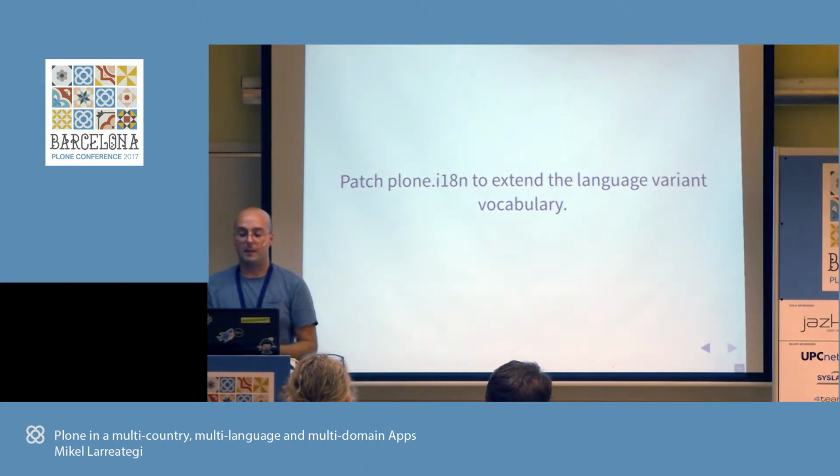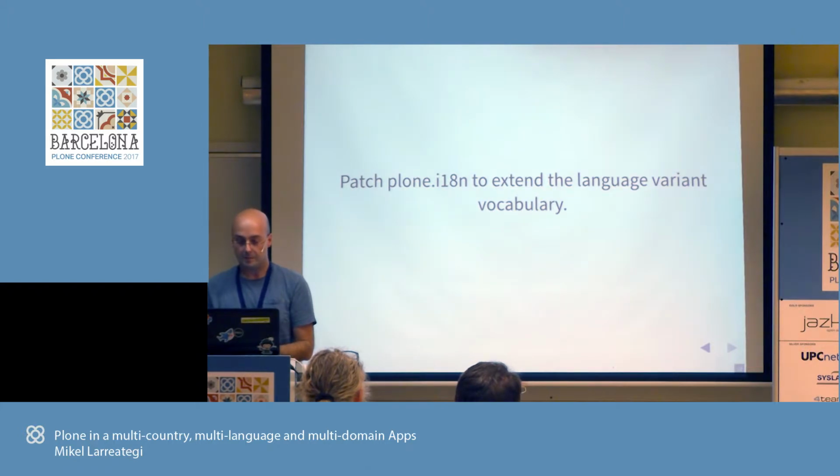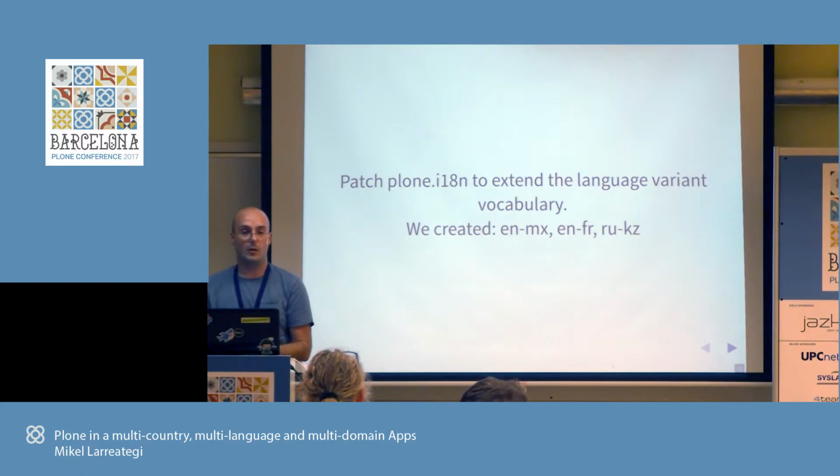So if you create, I don't know, German for UK, DE-UK, as long as you keep the DE, the user interface is in German. So you create a fake language, but the user interface stays in sync with that language. So we just have to patch the Plone i18n vocabulary and provide the new languages, or fake languages.